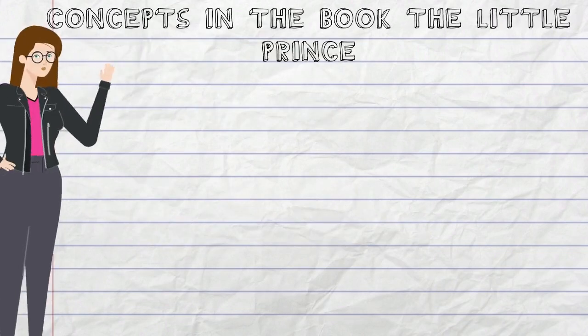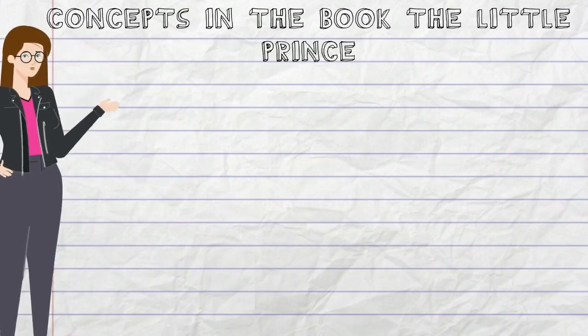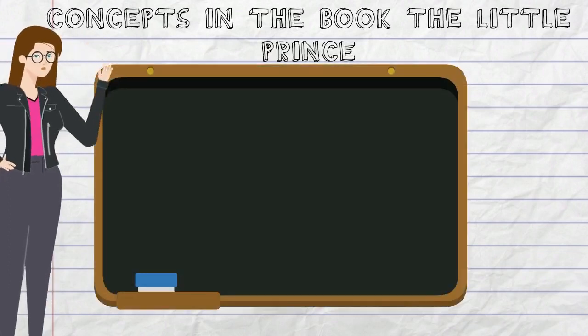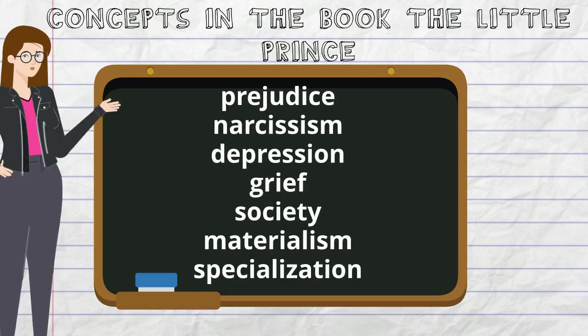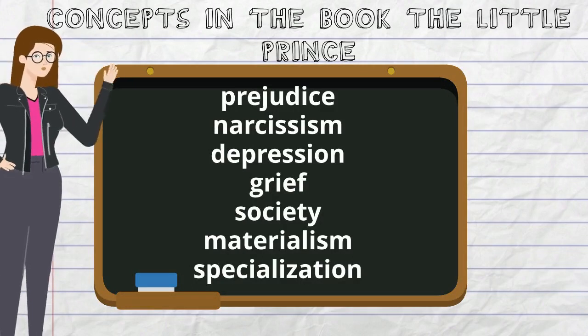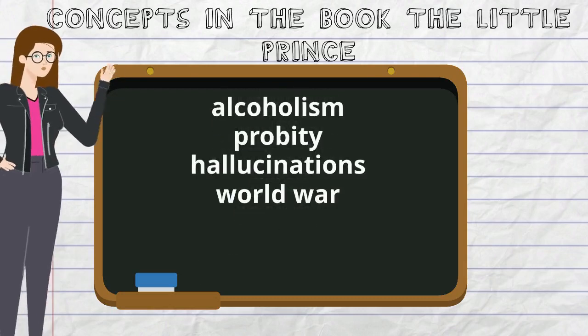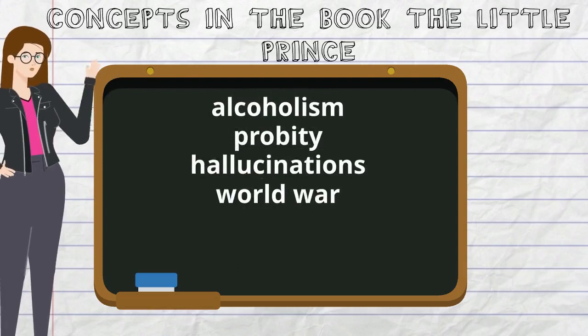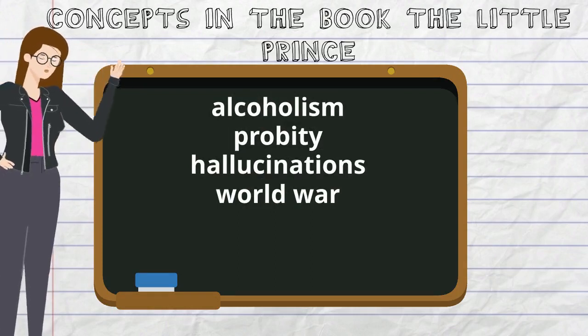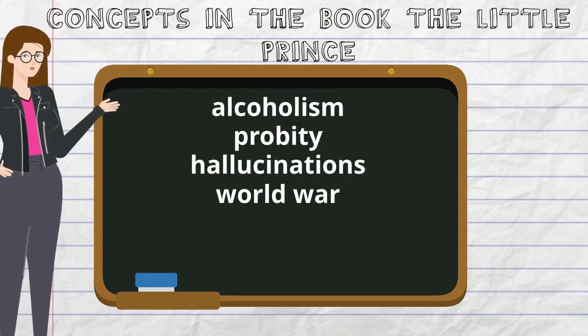The important thing here is to teach terms that are not necessarily encountered in the book. So we want to teach concepts like prejudice, narcissism, depression, grief, society, materialism, specialization, alcoholism, probity, hallucinations, World War era. In order for the children to really understand the book or what the author is trying to convey, there are so many concepts that are evoked that are not necessarily taught, and even then, they can be taught while doing an in-depth study of the language to allow children to attain a certain level of language awareness.